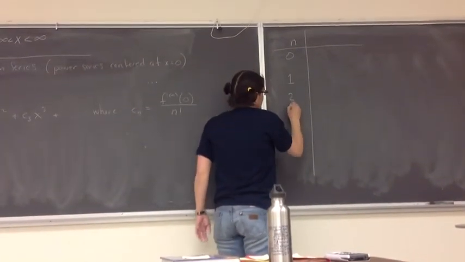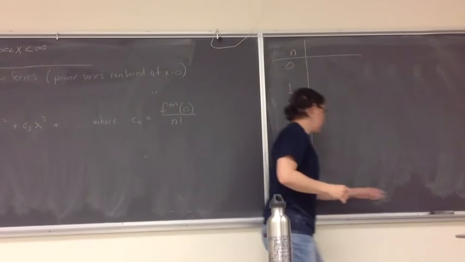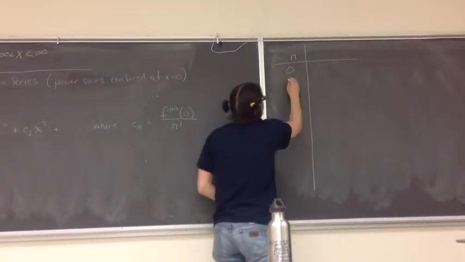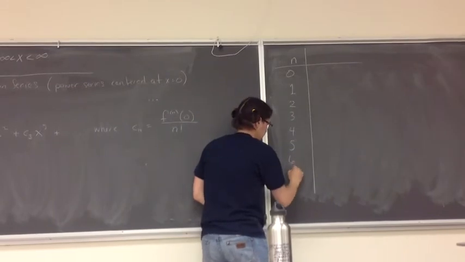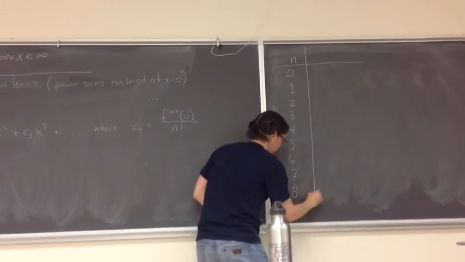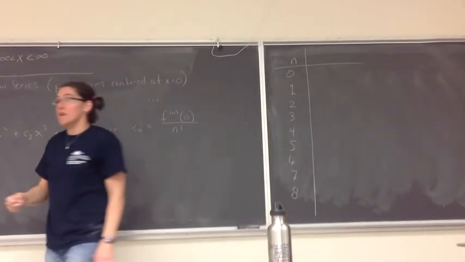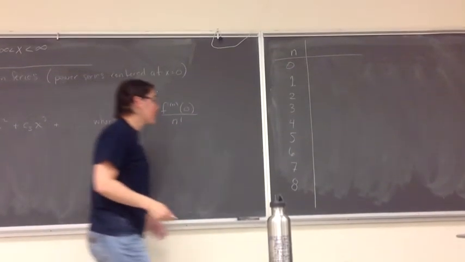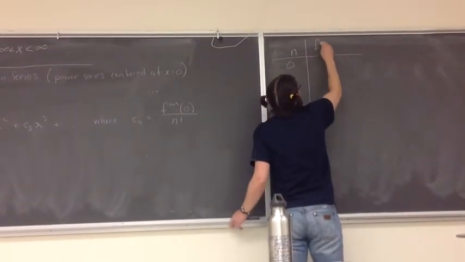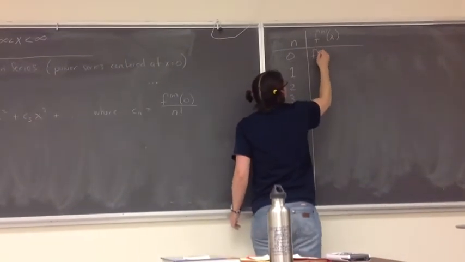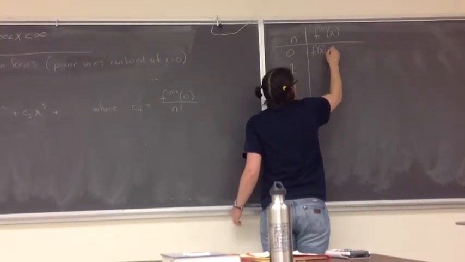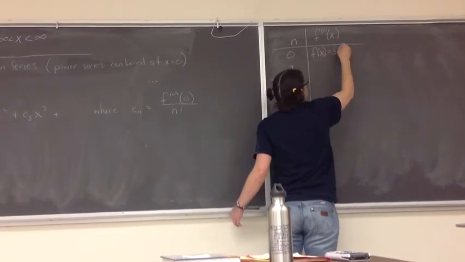0, 1, 2, 3, 4, did not leave no space. 1, 2, 3, 4, 5, 6, 7, and 8. All right, so our next column will be our derivative column. And so our 0th derivative, that's the original function before we take any derivatives, is sine x.